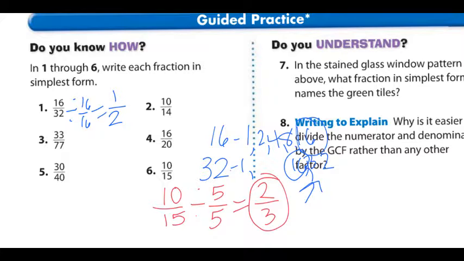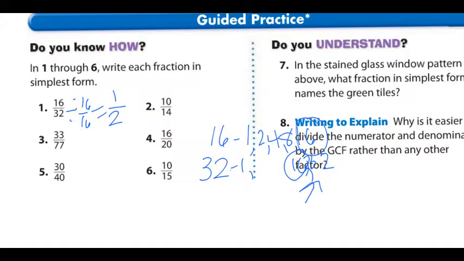Okay, so as you work through these, some of them, like number 3, that was just an example. You might have to list out the factors, but you want to get it in simplest form where you cannot divide any further besides by 1. Okay, so listen for directions to determine which problems you need to do. Put these fractions in simplest form. Best of luck.